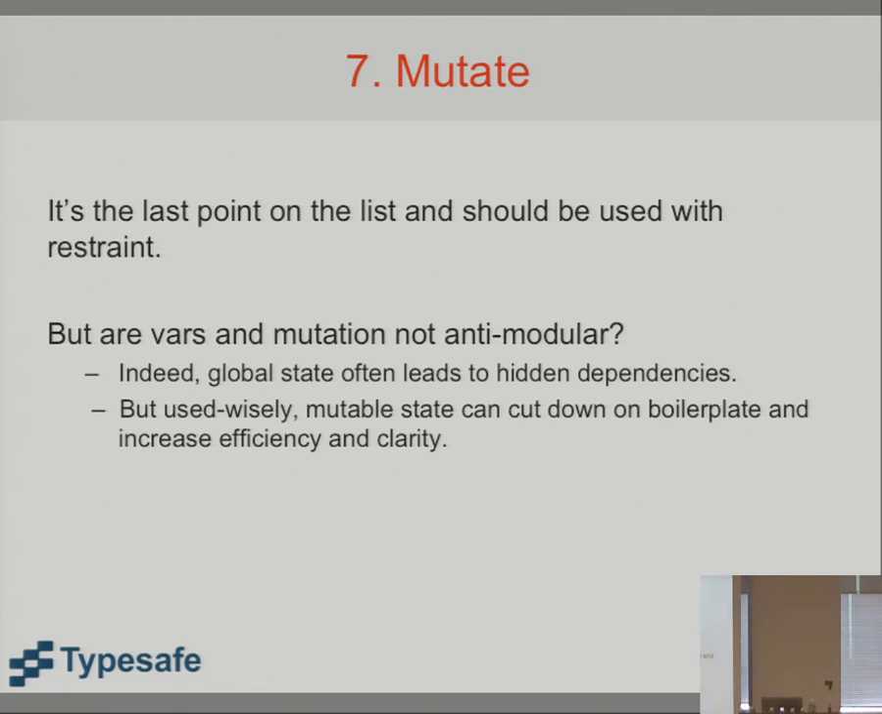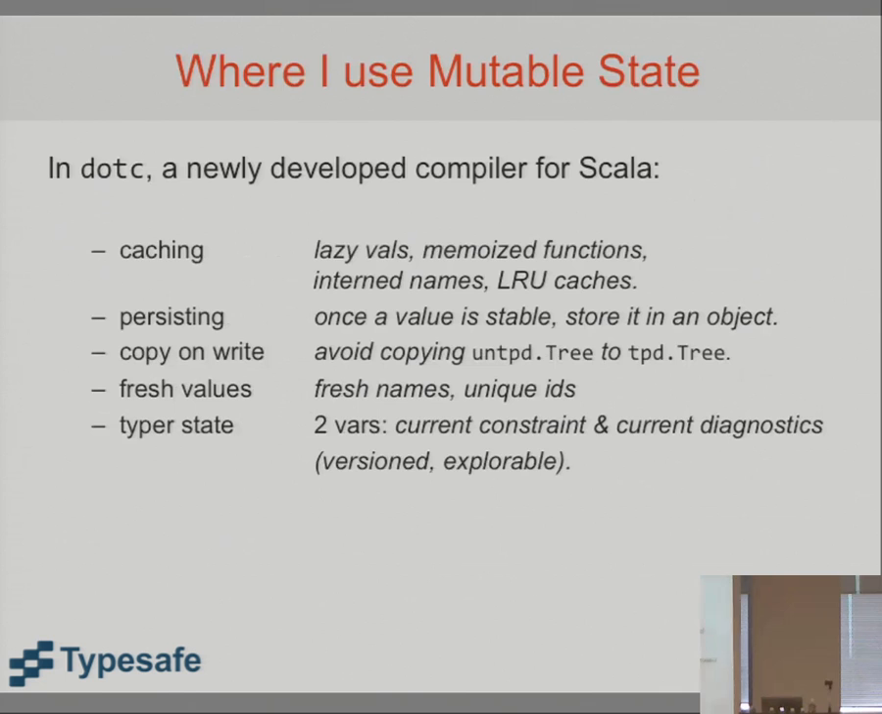Well, one objection, of course, would be, I talk about modularity. Aren't variables anti-modular? And in fact, they are. If you use global state, that often leads to hidden dependencies. But when you use them widely, mutable state can actually cut down on boilerplate and increase both efficiency and clarity. So let's see what I mean by that.